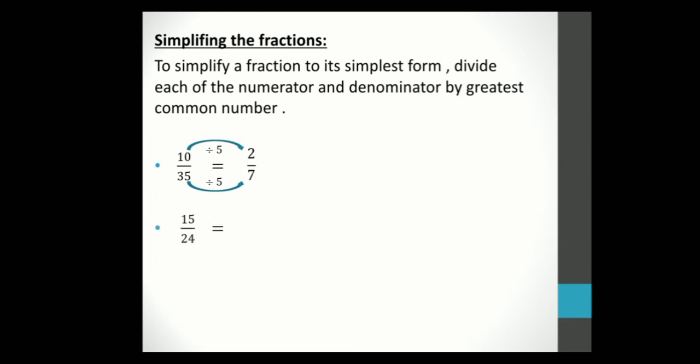Another one. I need to write 15 over 24 in the simplest form. 15 and 24, both of them are in the table 3. So we can divide both numbers by 3. So 15 divided by 3 equals 5, and 24 divided by 3 equals 8. 40 over 45. I need to write 40 over 45 in the simplest form. 40 and 45, both of them are in the table 5. So we can divide both numbers by 5. Now 40 divided by 5 equals 8, and 45 divided by 5 equals 9.